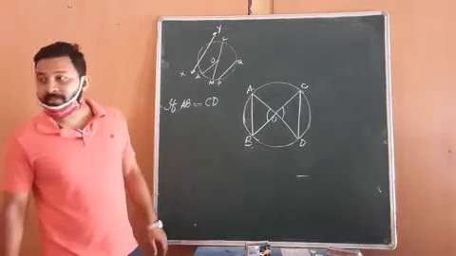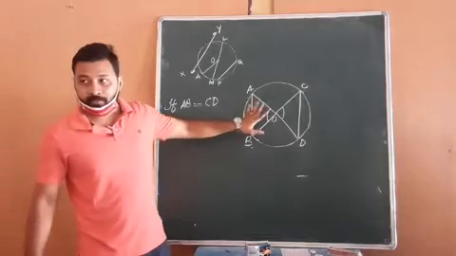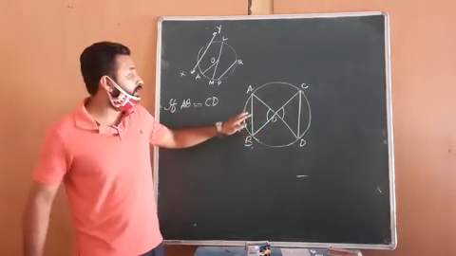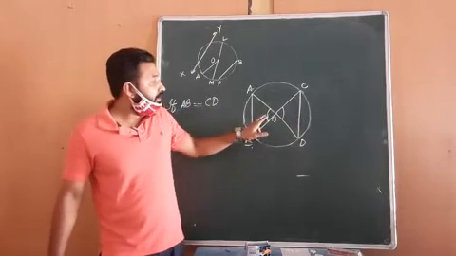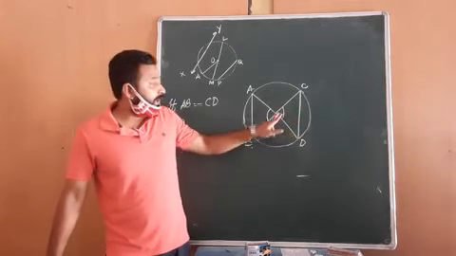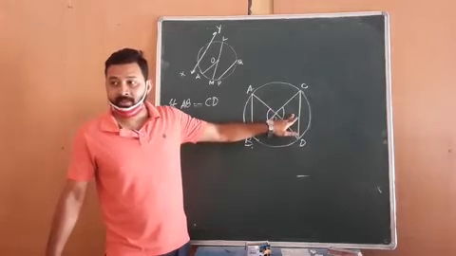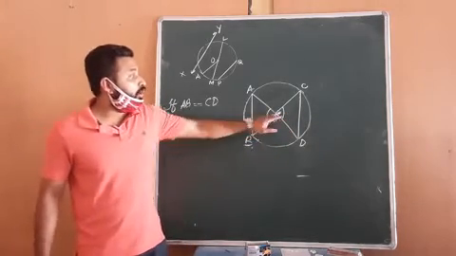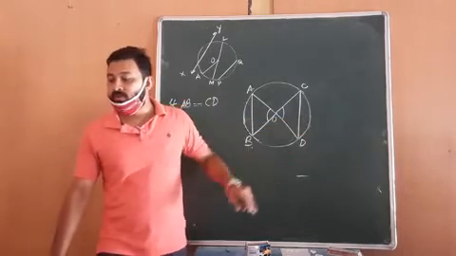A converse theorem says that if these two angles are equal, we don't know whether AB and CD are equal or not; simply we are given that these two angles are equal. If the angles subtended by two chords at the center are equal, then the two chords must be equal. Understood?